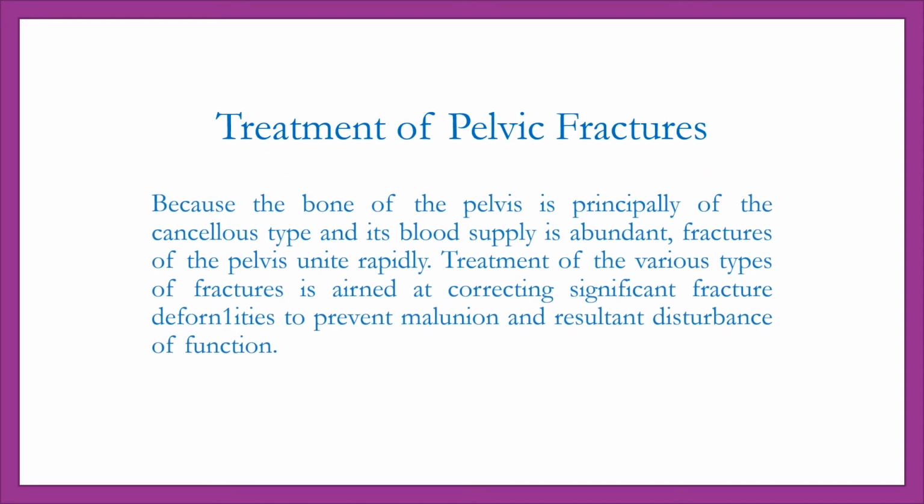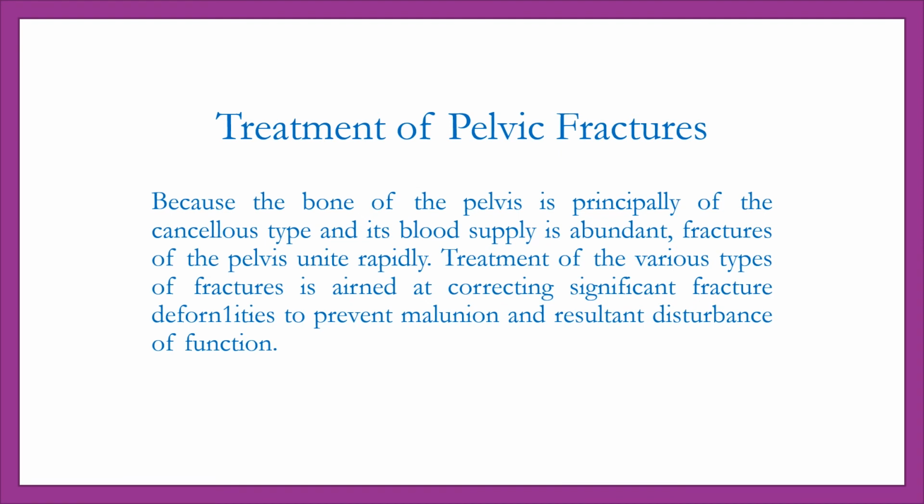Treatment of pelvic fractures. Because the bone of the pelvis is principally of the cancellous type and its blood supply is abundant, fractures of the pelvis unite rapidly. Treatment of the various types of fractures is aimed at correcting significant fracture deformity to prevent malunion and resultant disturbance of function.